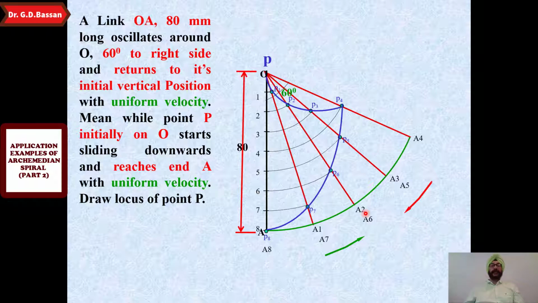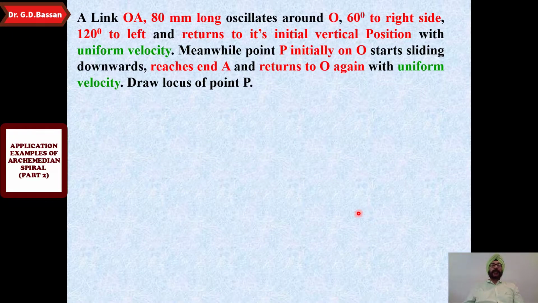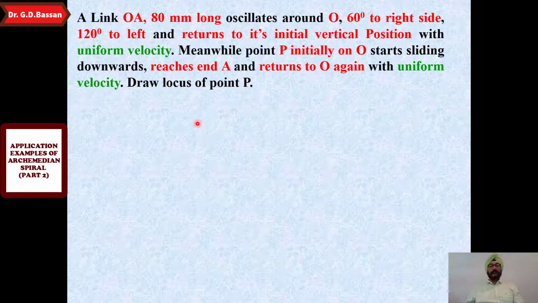Now let us go with another example. Here it is just a modification of the previous example. The link OA 80 mm long oscillates around O 60 degree to the right, then 120 degree to the left, and returns to its initial vertical position with uniform velocity. Meanwhile, point P initially on O starts sliding downwards, reaches A and returns to O again with uniform velocity. Draw locus of point P.